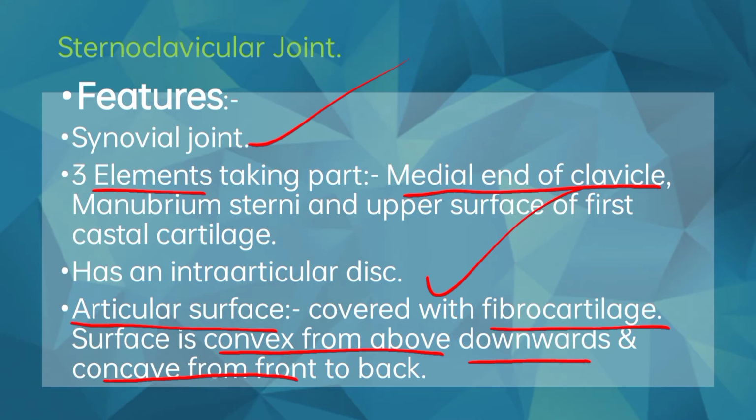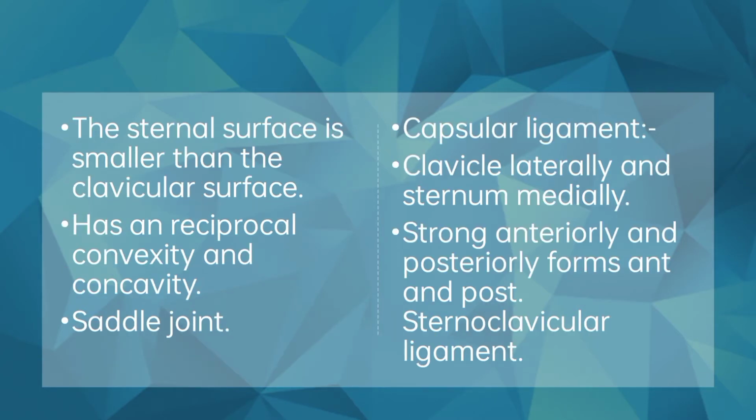So convex from above downward, then concave from front to back. Now the sternal surface is smaller than the clavicular surface and has a reciprocal convexity and concavity. The sternoclavicular joint is classified as a saddle joint.